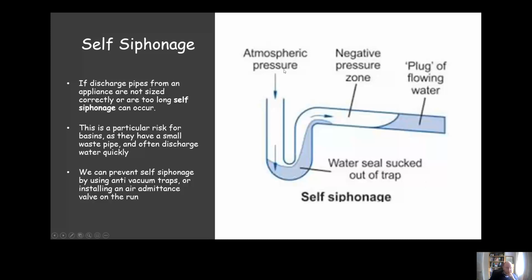Okay. Self-siphonage. Self-siphonage is when a trap seal causes itself to lose its own trap seal. If you have, for example, a plug of water, if discharged at full bore, it creates a plug of water which pushes air in front of it. That leaves negative pressure behind it, which can then cause the trap seal to be pulled through. You can prevent that by using an anti-vacuum trap or an air admittance valve on the run.